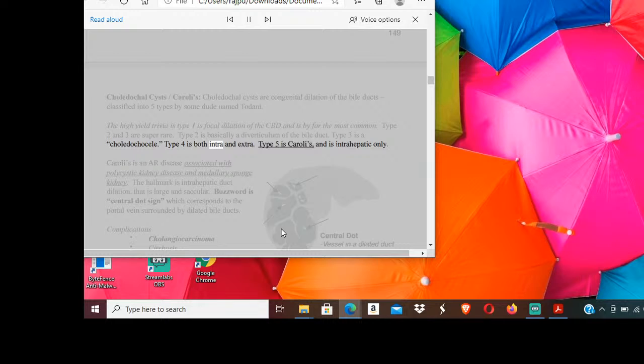Type 3 is a choledochocele. Type 4 is both intra and extrahepatic. Type 5 is Caroli's disease, and is intrahepatic only. Caroli's is an AR disease associated with polycystic kidney disease and medullary sponge kidney. The hallmark is intrahepatic duct dilation that is large and saccular. Buzzword is central dot sign, which corresponds to the portal vein surrounded by dilated bile ducts.